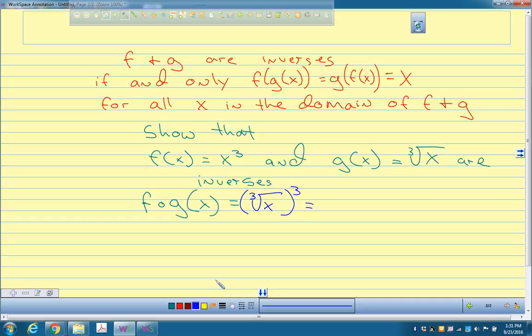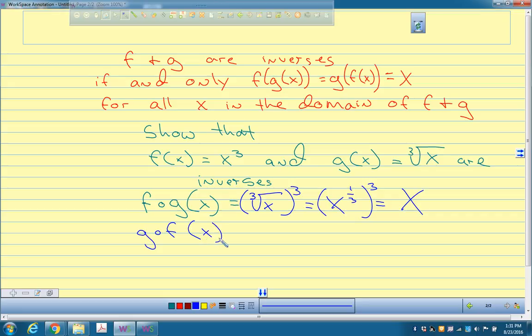X. Do you understand why I get x? Because this is like x to the 1/3 power, right? This is equal to x to the 1/3 power raised to the 3rd power. And remember, you multiply the exponents and you get x. Remember that? Okay? And if I go backwards, I have to show it's true in both directions.